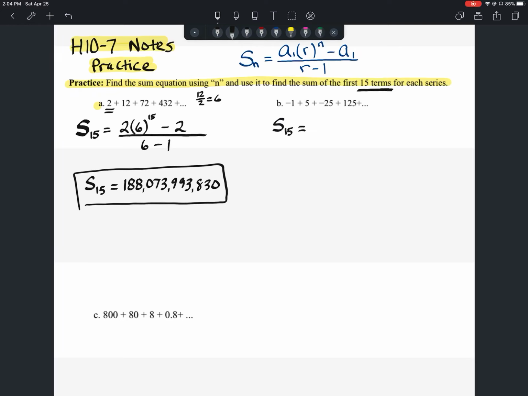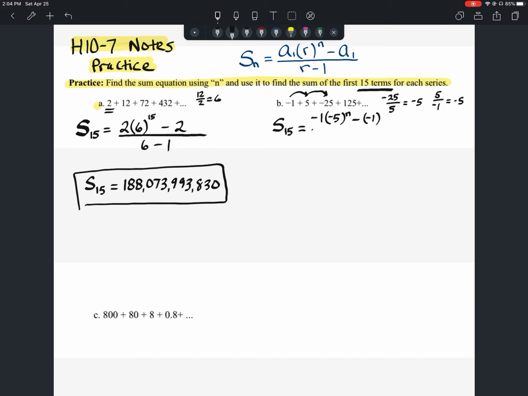It should equal our first term, -1, times our multiplier. Now notice this one goes from -1 to 5, then 5 to -25. If you take any term and put it over the term that precedes it, it will give you your multiplier. -25 divided by 5 is -5. I could do 5 divided by -1, which also gives me -5. So I'm going to do -1 times -5 to the power of n minus -1.